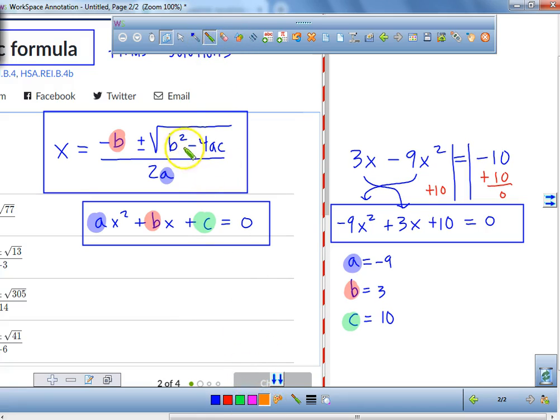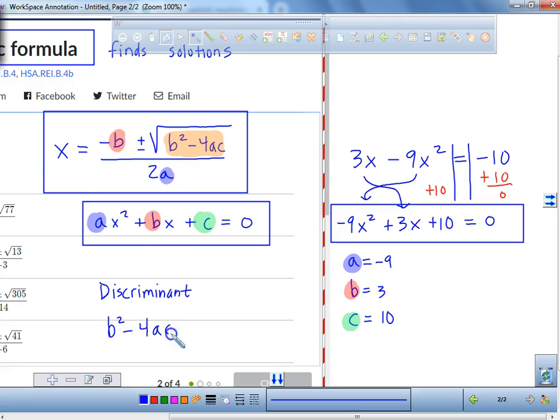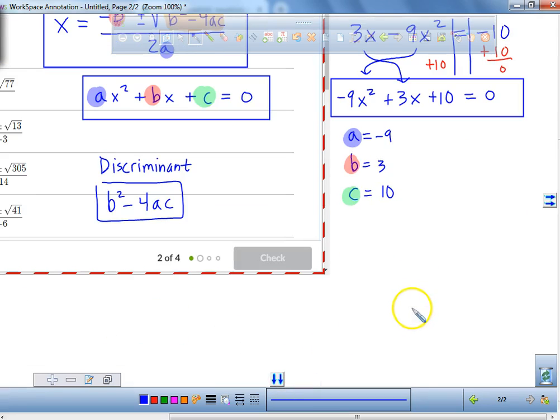Now, there's something that I would like us all to do first. See this right here, this b squared minus 4ac? That has a special term. That is called the discriminant. Okay? So the discriminant is b squared minus 4ac. This is what I would like you to start with.